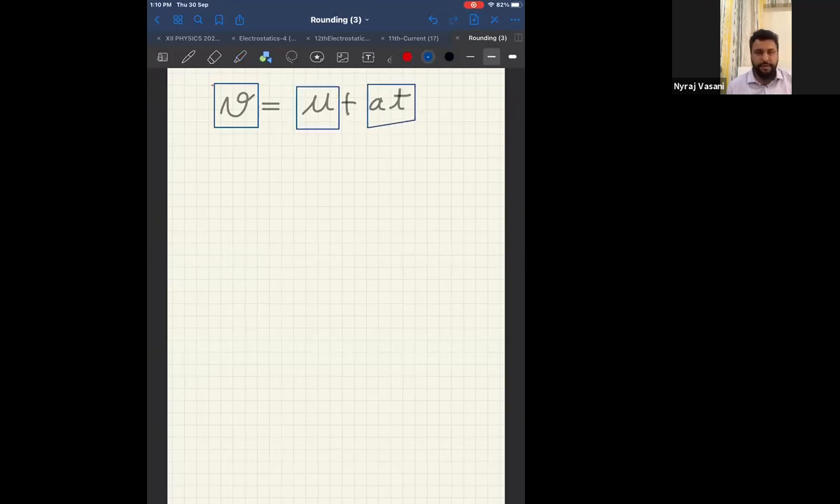Correct, all of you? There are 3 particular clusters. One is V, one is U, one is A into T. Forget the equal to and addition sign. How many terms are there? 3: V, U, and A into T. Now, what does V stand for? Final velocity. What does U stand for? Initial velocity. What does A stand for? Acceleration. And what does T stand for? Time.